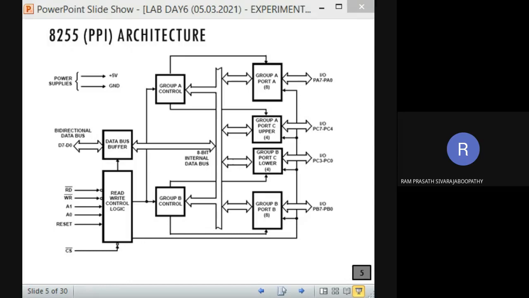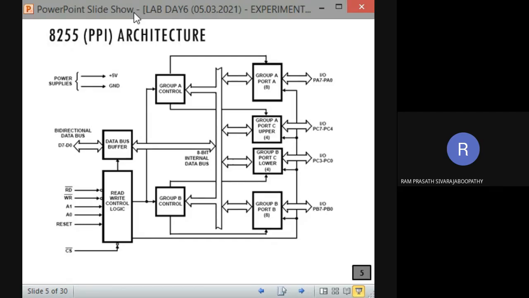What I am typing in the chat? Wait a minute, I will type it in the chat. I have typed in the chat. IO/R bar and IO/W bar. Do you remember these signals? Yes. So IO read bar signal must be connected to RD bar. IO write bar signal must be connected to WR bar. That's all. What about this reset pin?